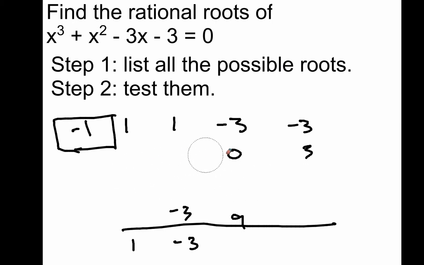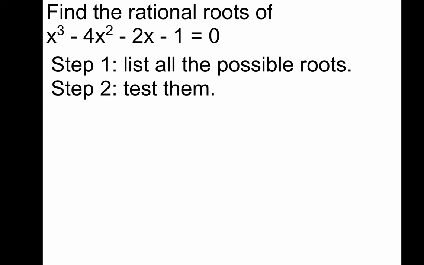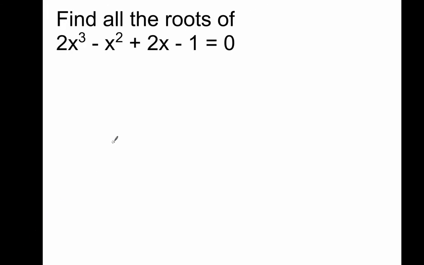There are other roots, but they are not rational. So negative 1 is the only rational root. Okay, so then again here, the only possible rational roots would be the factors of 1 over the factors of 1. So plus and minus 1 are the only possible rational roots for this equation. So then if you test them, you can find out if they are actual roots.